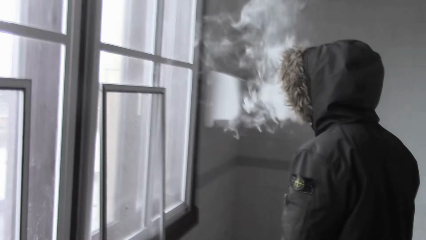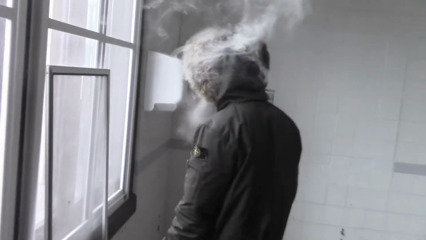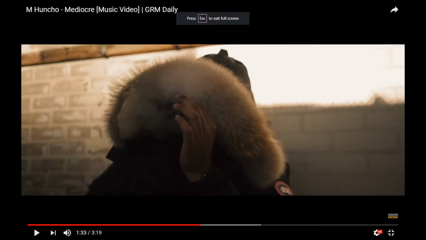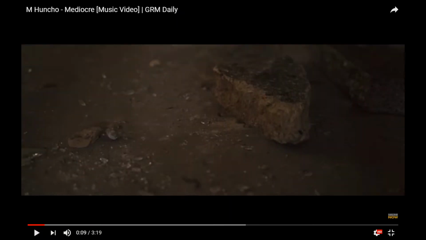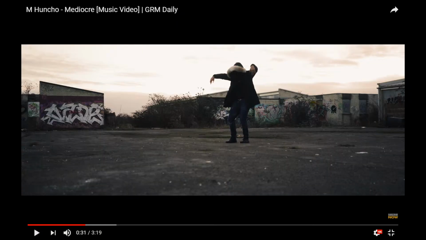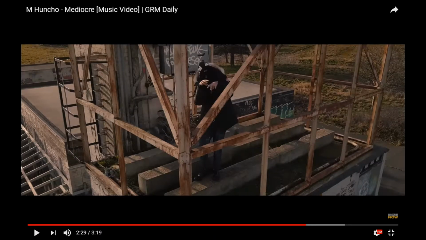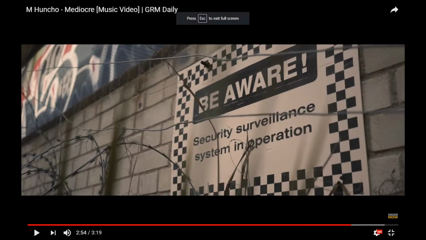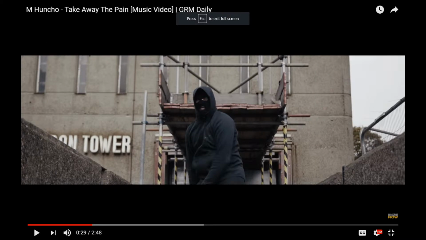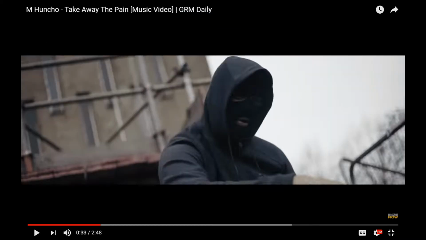The use of smoke was for atmospheric effect, as well as reflecting the drug culture the song reflects. We also used a shot of broken glass to play with the idea of destruction and being broken. We saw both of these things in M Honcho's Mediocre, where they are also using an isolated character who portrays his message through the lyrics in an abandoned setting.